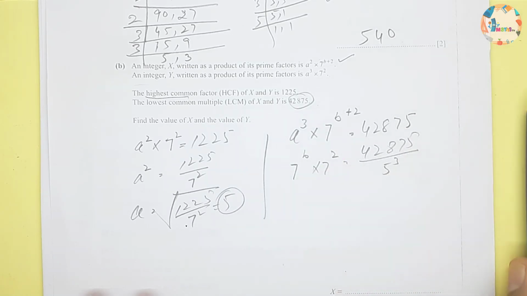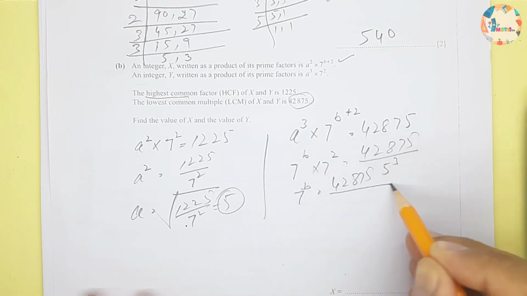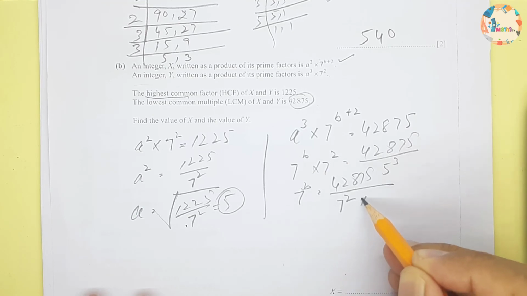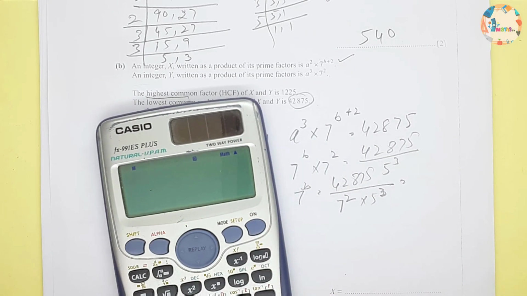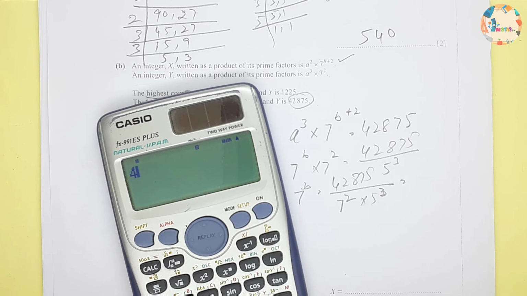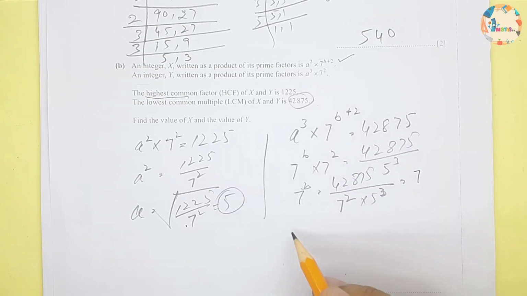And if we divide this, we can further divide, like 7b is equal to 42875 divided by 7 square into 5 cube. And if we solve this one, this will be 42875 over 7 square multiplied by 5 cube, and this is equal to 7. So 7 raised to power b is equal to 7 raised to power 1. So this implies b is equal to 1.